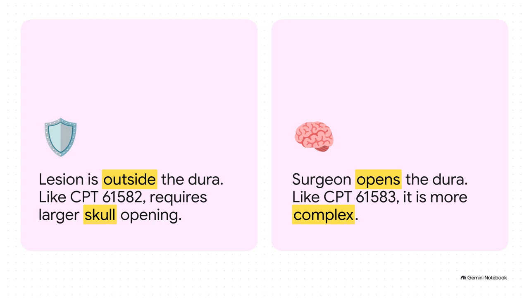But if that membrane is breached, the clinical risk skyrockets. It instantly becomes an intradural lesion, mapping to your higher level codes: 61601 for anterior, 61606 through 61608 for middle, and 61616 for posterior. Your accuracy here literally lives or dies by identifying this dural involvement.